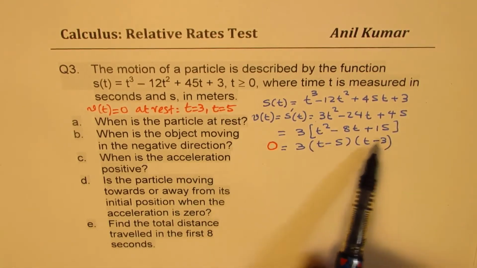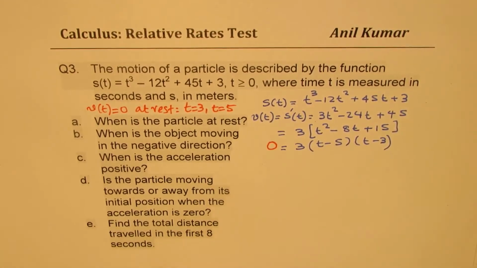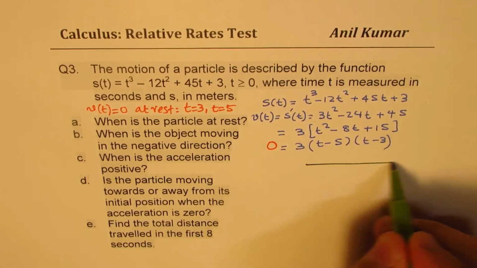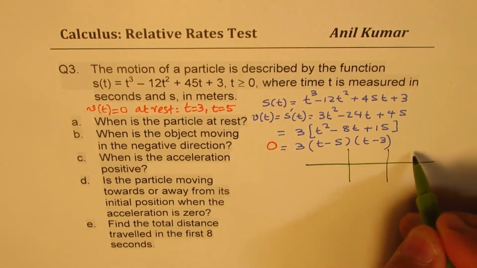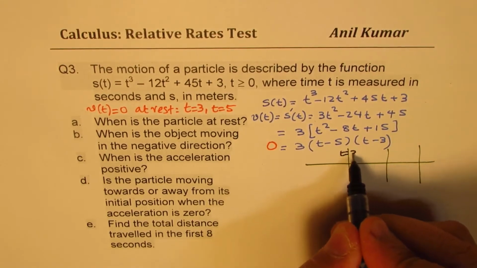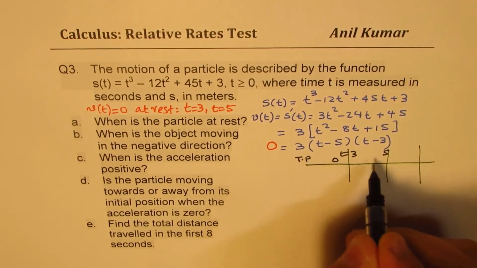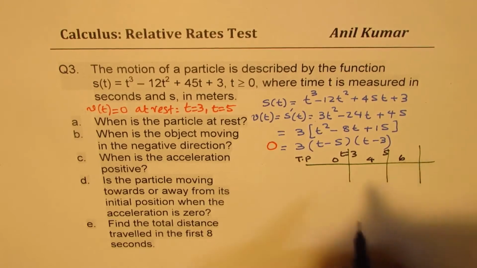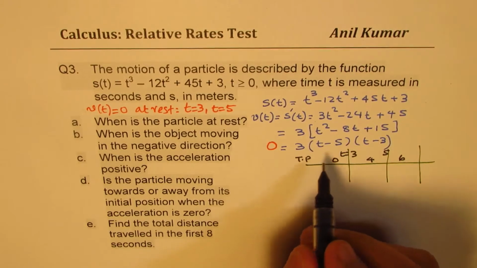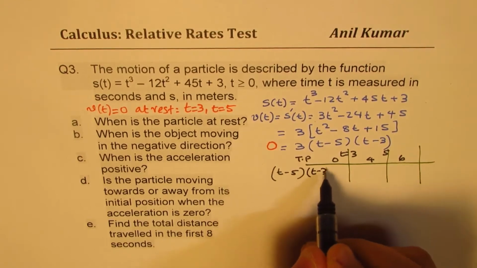Now, for negative direction, we have to figure out when velocity is negative, correct? So what we could do is analyze the zeros. Let's make a table and figure it out. This is at t equals 3, this is at 5. Let's take test points: 0, 4, and 6. And then we have our factors, t minus 5 times t minus 3 times 3.